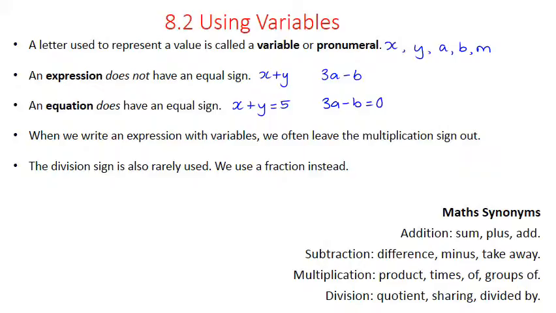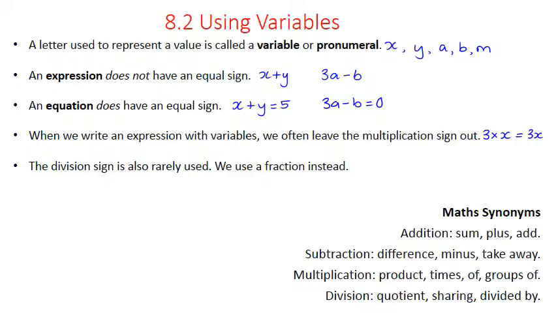When we write an expression with variables, we often leave the multiplication sign out. You might have seen this previously, where 3 times x we say is 3x. So there's no need to write the multiplication sign, because if you have 3x, it's implied that there is that multiplication symbol in the middle of them.